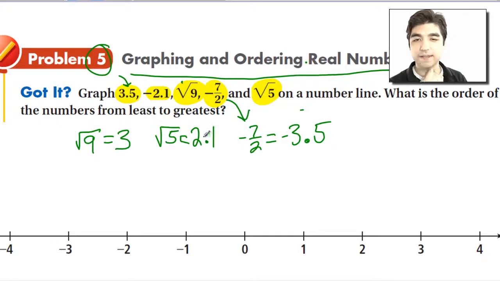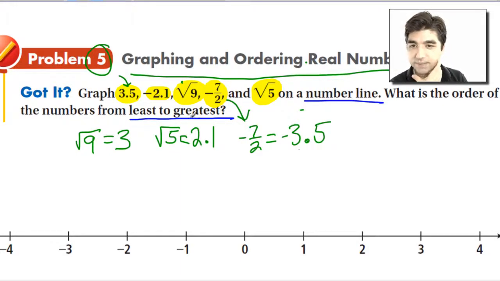Okay, so now that we converted these other numbers into decimals, now we can compare them. It says order them from least to greatest and put them on the number line. Let me put them on the number line real quick. So it's 3.5. Then we got negative 2.1. Then we got square root of 9, which is 3. And then we have negative 7 over 2, which is negative 3.5.